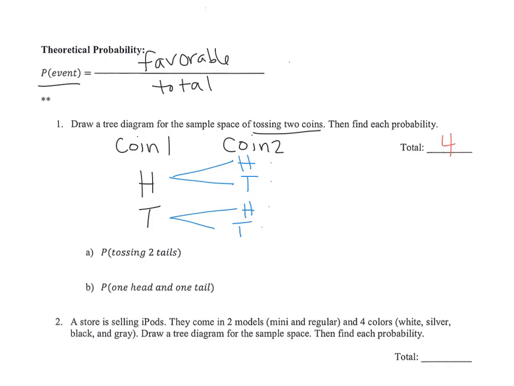Tossing 2 tails means which of these gives me 2 tails. So this is heads, heads, heads, tails, tails, heads, tails, tails. This one right here is tails, tails. So that's 1 out of 4. What's the probability of getting 1 head and 1 tail? This is 1 head and 1 tail, and this is 1 head and 1 tail. So this is going to be 2 out of 4, which we know is 1/2.